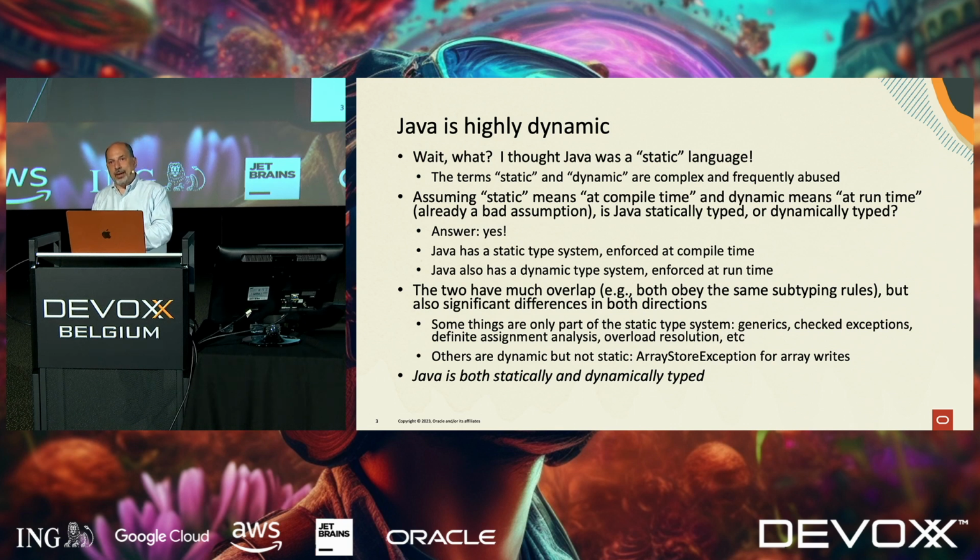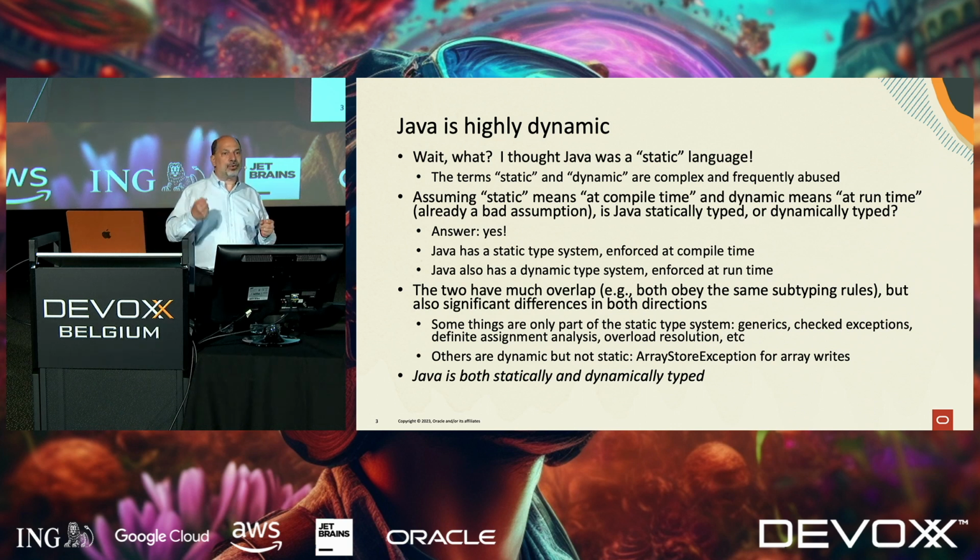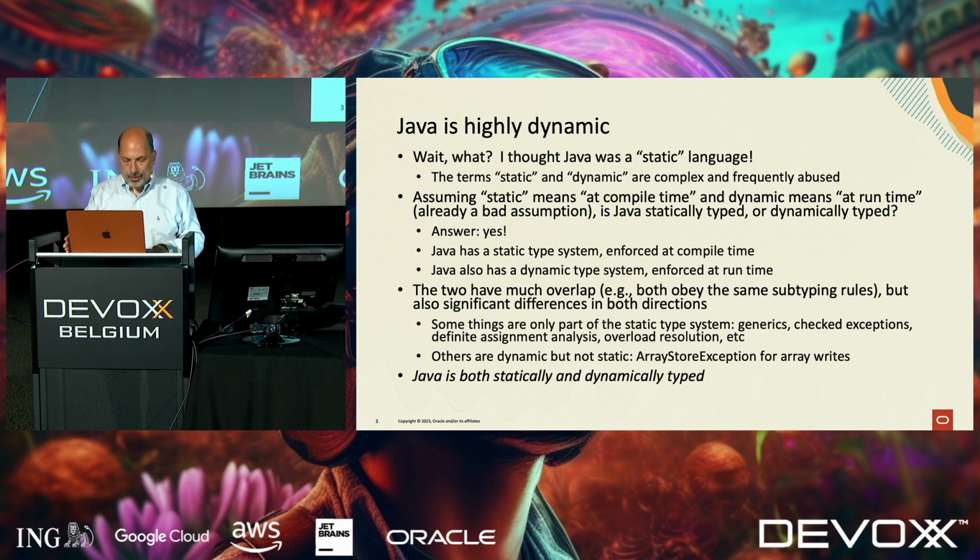Java also has a dynamic type system, which is enforced at runtime by the JVM. And the two have a lot in common. In both the static and dynamic type systems, string is a subtype of object, but they also have significant differences. And it's not that one is a pure subset of the other, although in general, the dynamic type system tends to be weaker than the static type system. And that's true across a lot of languages.